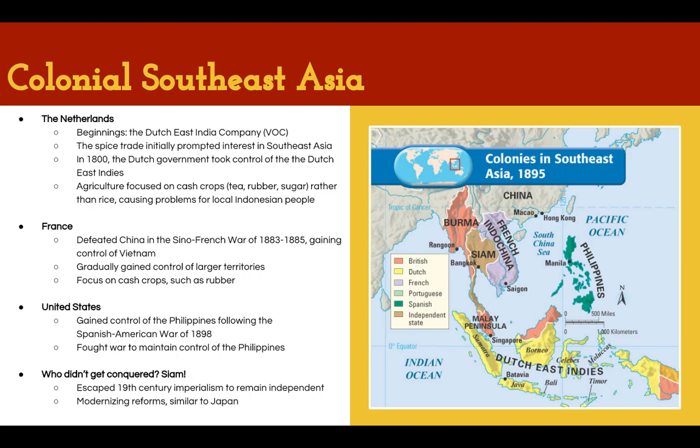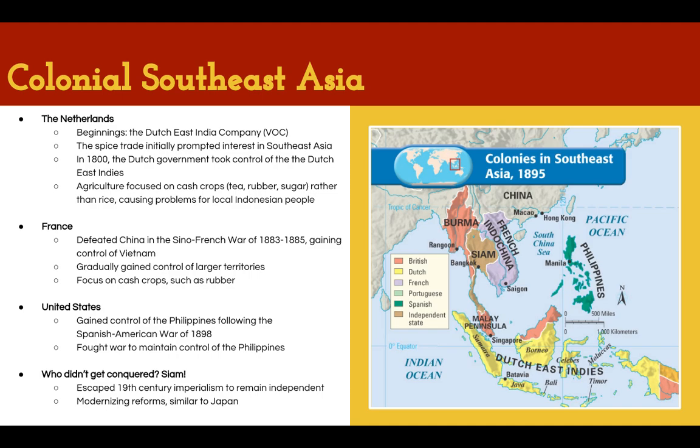So let's start out with what colonial Southeast Asia looked like. You can see this map here from 1895, and most of Southeast Asia was under some type of European colonization. The interest in Southeast Asia was initially prompted, of course, way back in the 16th century with spices, and the Portuguese arriving, later the Spanish and the Dutch, to access spice markets in this area of the world. And several countries gained colonies.